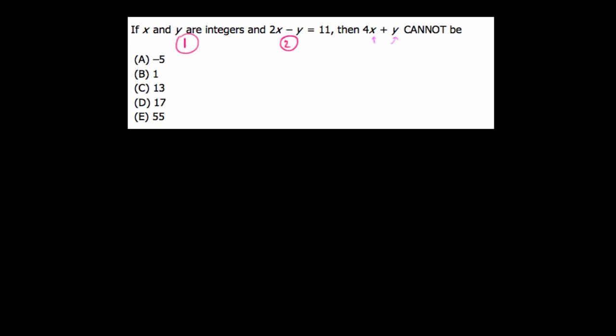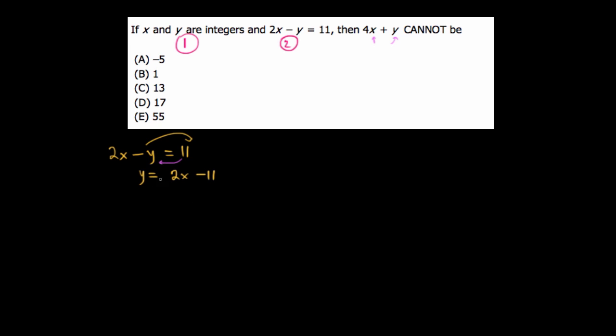Alright, so what I'm told is that 2x minus y equals 11. I want to solve for y here. So y comes to this side, and 11 goes to the other side. My y is 2x minus 11.